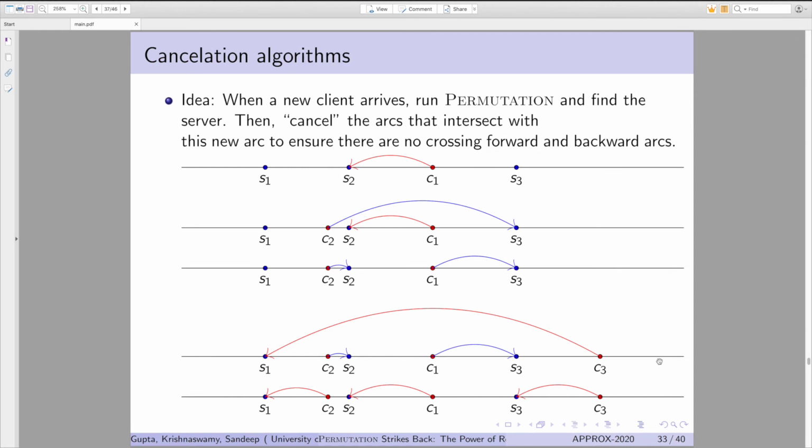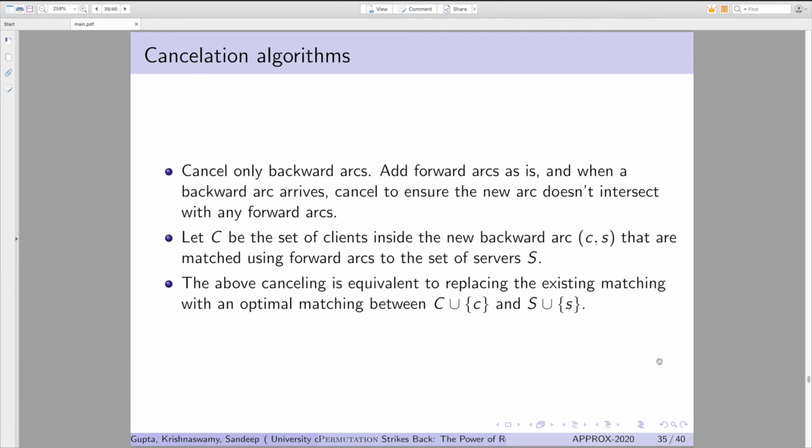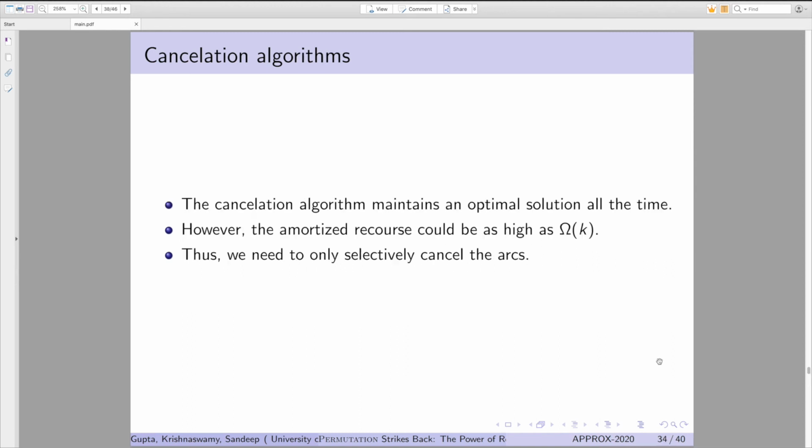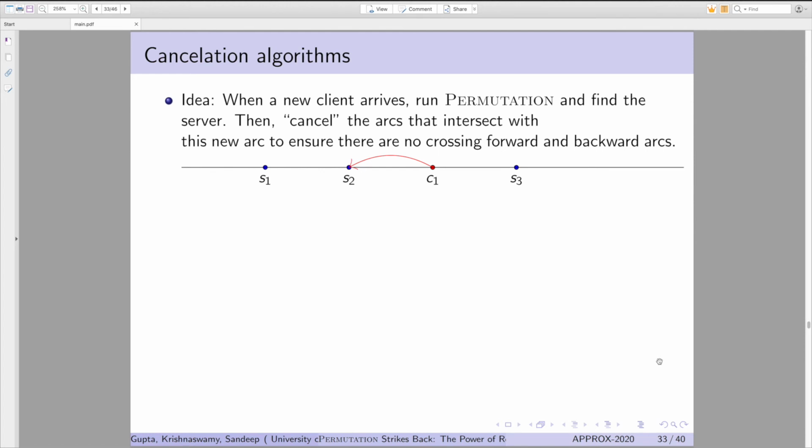So this tells us that we need to do some specific cancellation. We cannot afford to cancel every time. Of course, this means that we will no longer have an optimal solution, but that's okay. We don't need an exact solution; we're only aiming for an approximate solution. So we now get to our main idea, which is to cancel only arcs in one of the directions. We only cancel the backward arc. So if we run the permutation algorithm and suppose we have something like this, we don't change the matching of client C2. We just keep it as it is and go forward.